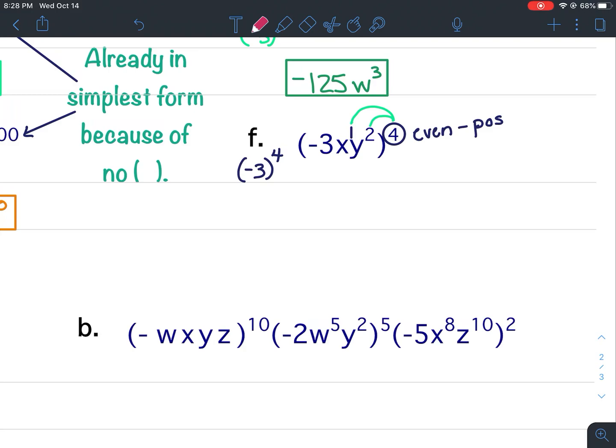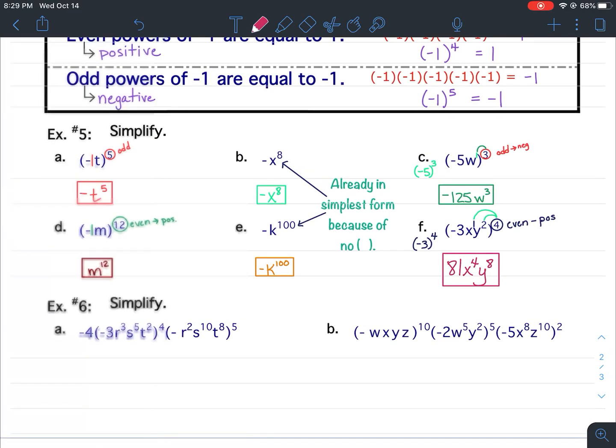So this would be 81. 4 times 1 would give me x to the 4th. 4 times 2 would give me y to the 8th. So positive 81, x to the 4th, y to the 8th.